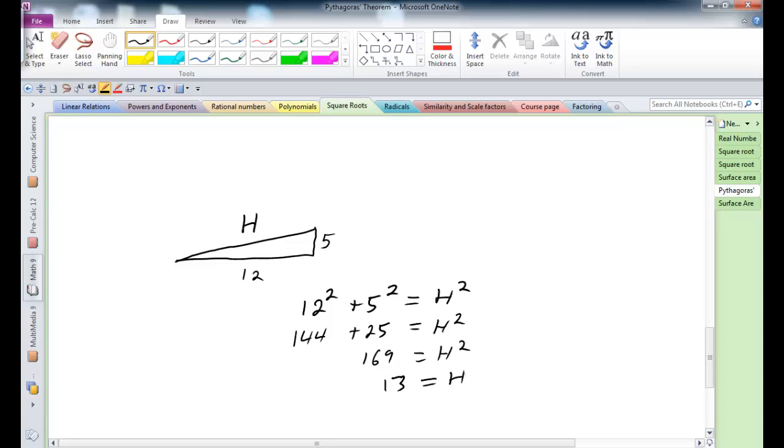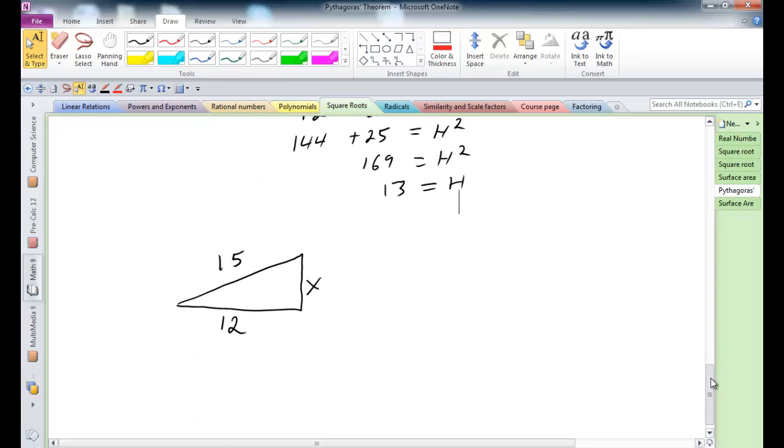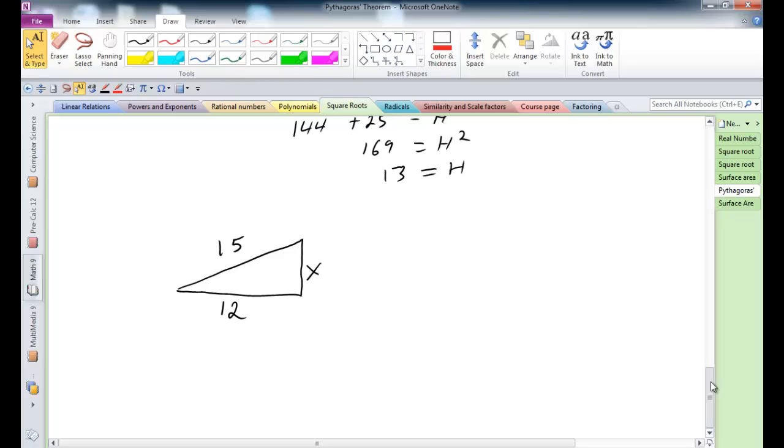You can see why this is in our square roots unit. We do a lot of square roots with it. Let's do another one. And here's one where I don't have the hypotenuse as the unknown. One of the legs is the unknown. We can still calculate that.